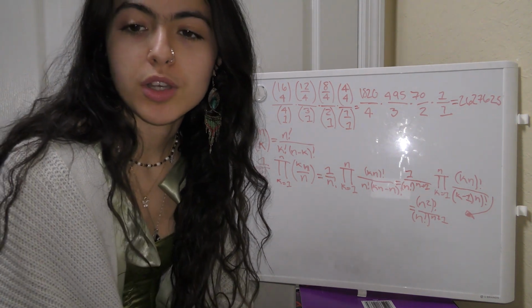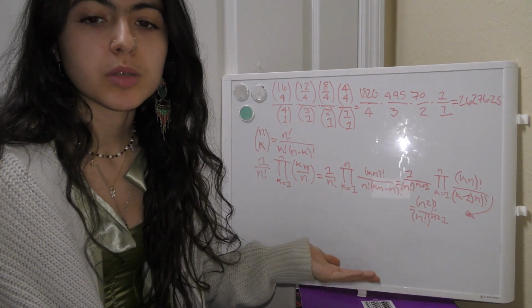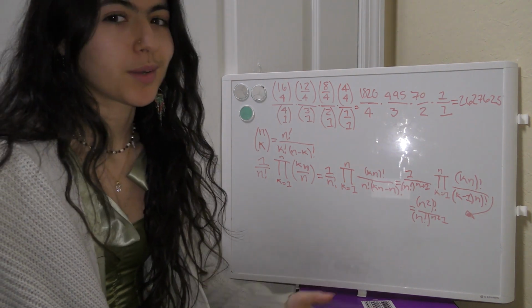I leave you with one question. We assume that the game was a square. How would this formula be different if it wasn't a square?